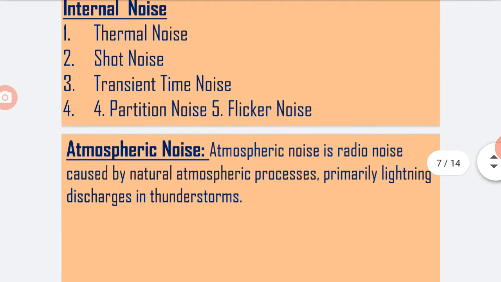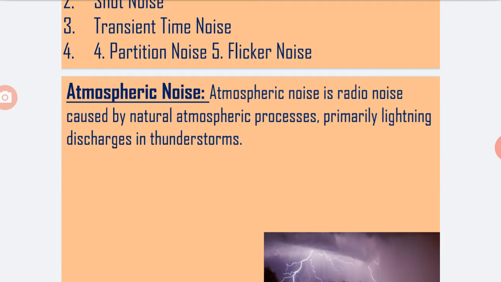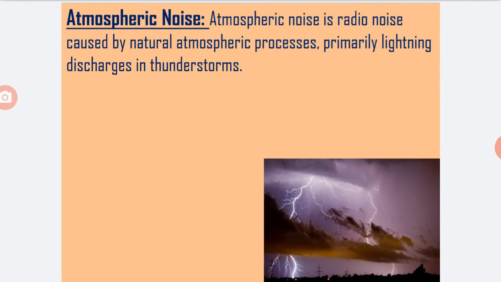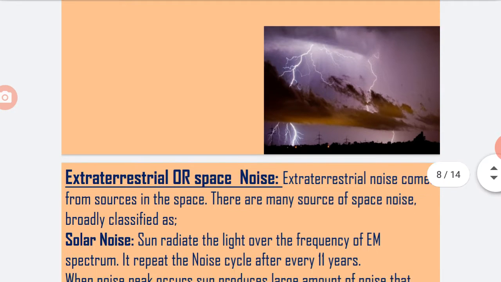The atmospheric noise, as the name suggests, is the radio noise caused by natural atmospheric processes, primarily lightning discharge in thunderstorms. When there is lightning in the sky, it leads to the generation of noise called atmospheric noise. These are the radio waves which are generated by the lightning in the sky.